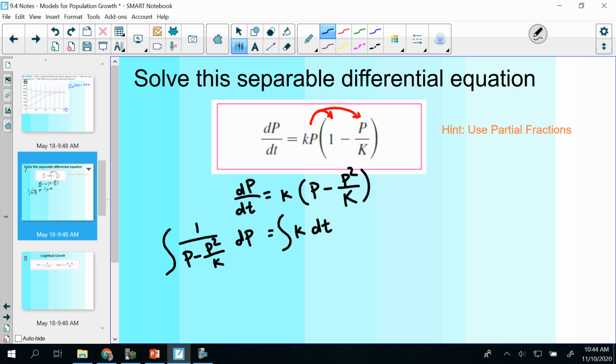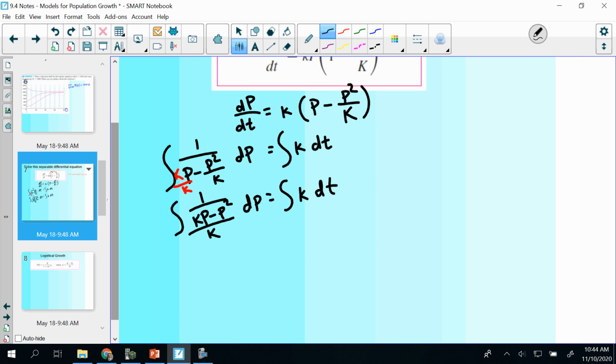So first, let's try to make this a little easier. Let's get a common denominator there. So I'm going to multiply that P here by capital K over capital K. And now I got 1 over KP minus P squared all over capital K. And let's make that a little bit nicer. We don't need fraction over fraction here. So let's multiply by K over K, which would make this equation K over KP minus P squared dP.